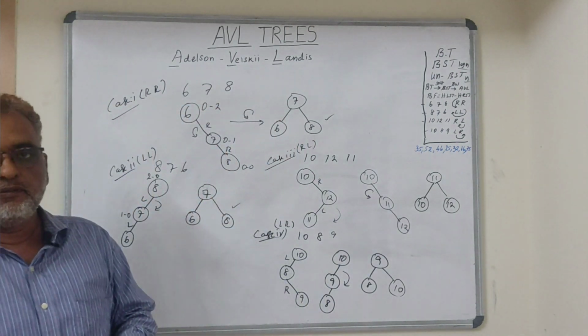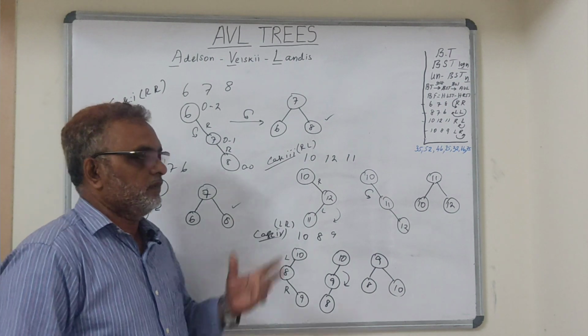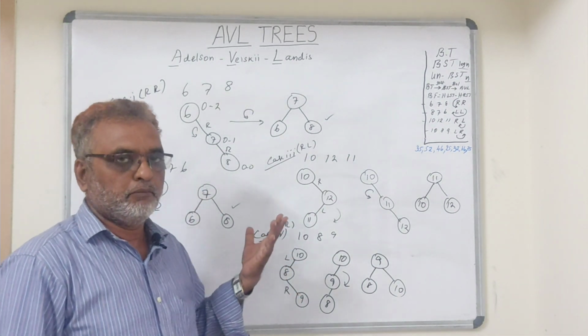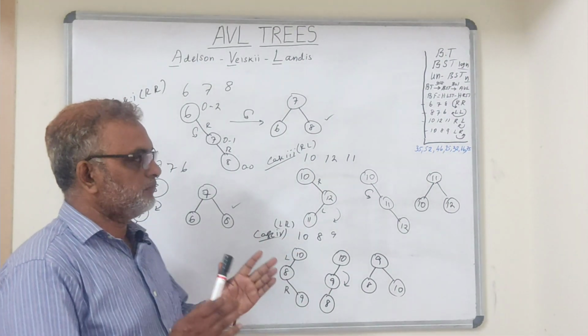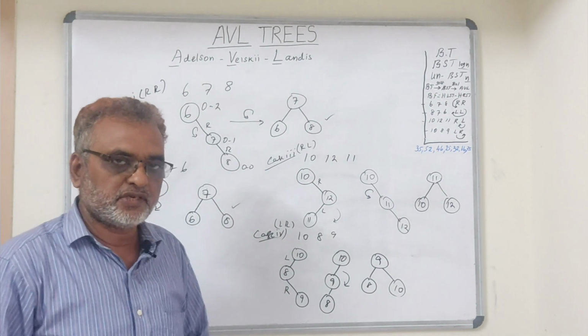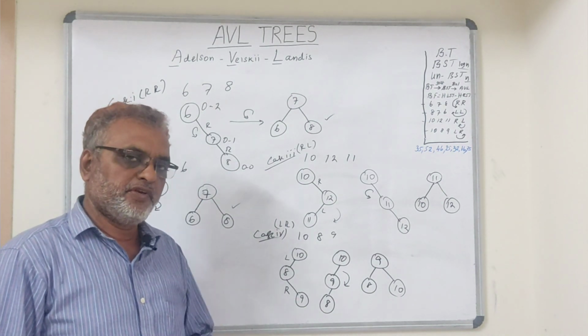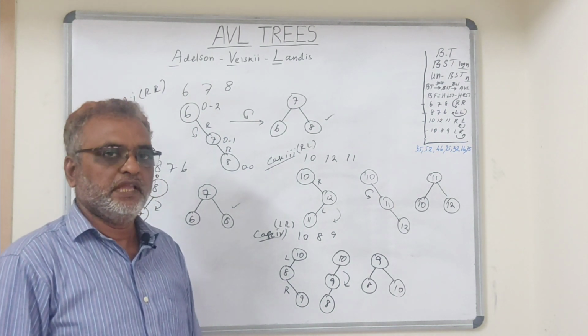These are the 4 different cases of converting an unbalanced binary search tree into a balanced one. The balanced binary search tree is called an AVL tree. In the next video, we'll discuss how to create AVL trees.